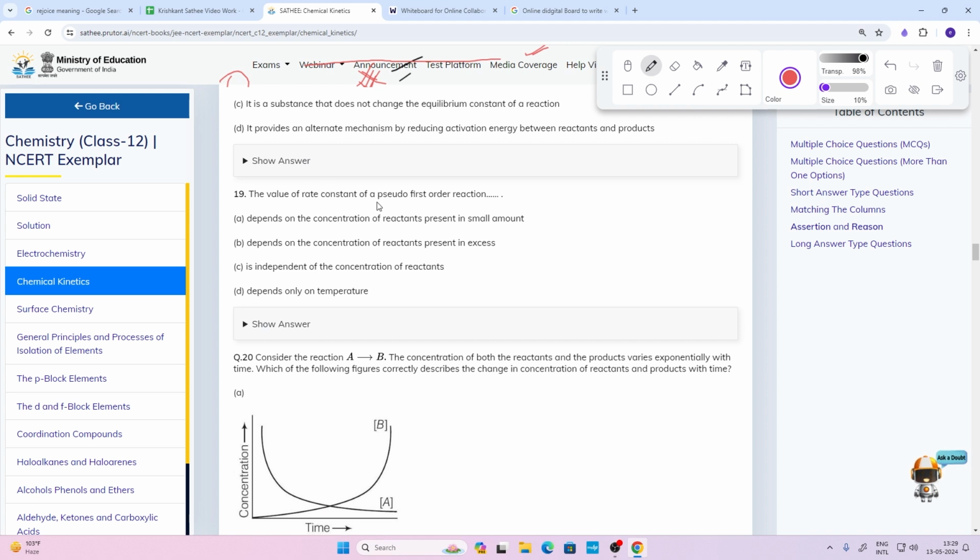Next, the value of rate constant of a pseudo-first-order reaction depends upon the concentration of reactant present in small amount, depends upon the concentration of reactant present in excess, is independent of the concentration of reactant, or depends only on temperature. If you remember, in a pseudo-first-order reaction, since one of the reactants is taken in excess, the change it undergoes does not affect the rate of reaction that much, right? For that reason, the rate of reaction will only depend on the one which is present in less amount. That is, option A is correct.